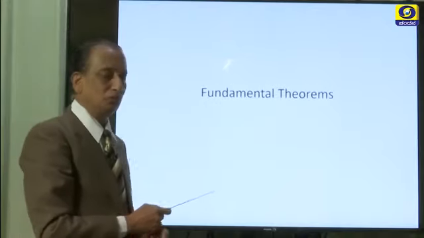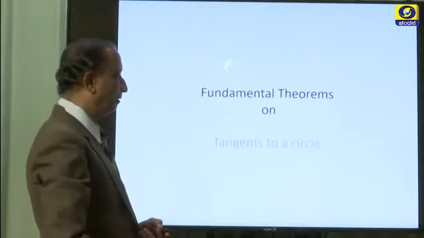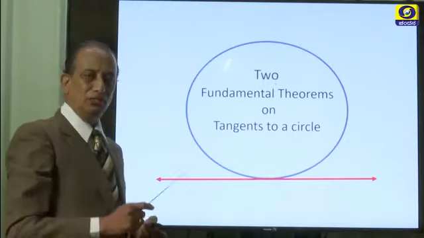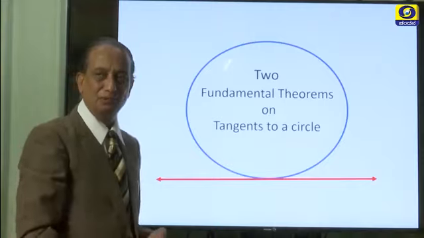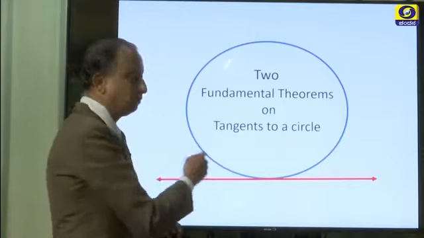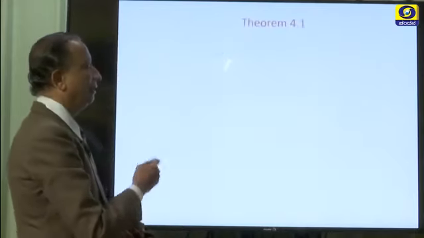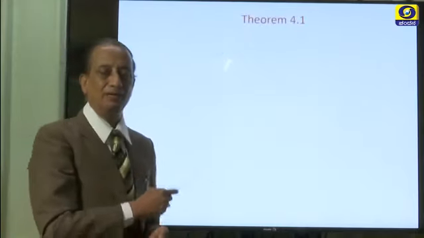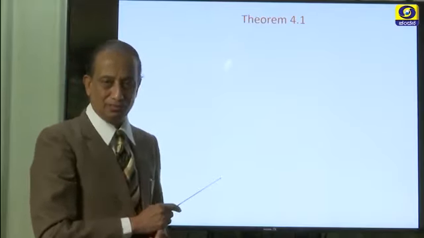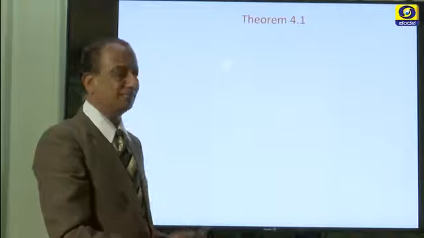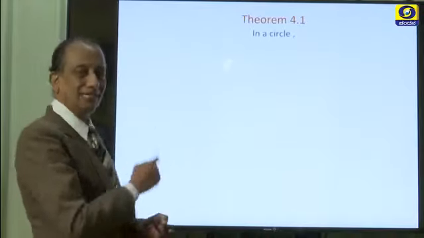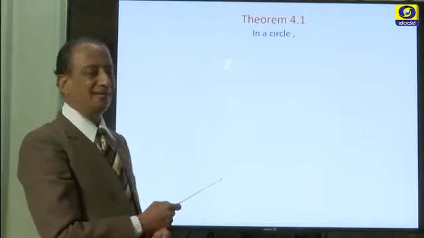Now comes the two fundamental theorems on the tangents to a circle. There are only two theorems given in our textbook. Let us try to briefly revise these two theorems now. Let us take the first theorem. In our textbook it is called 4.1. This is not universal; so far as our textbook is concerned, this comes under 4.1. Okay, the statement, general enunciation.